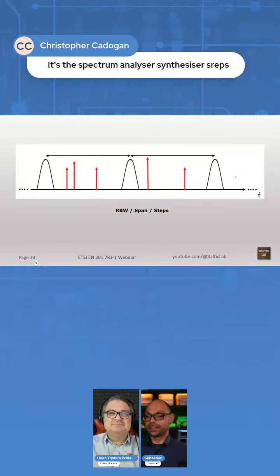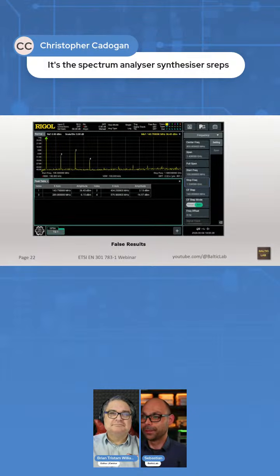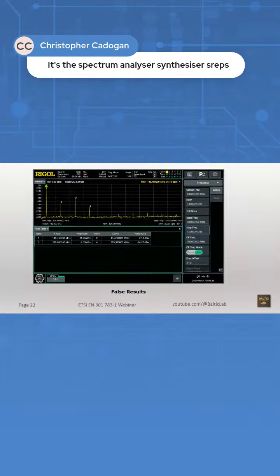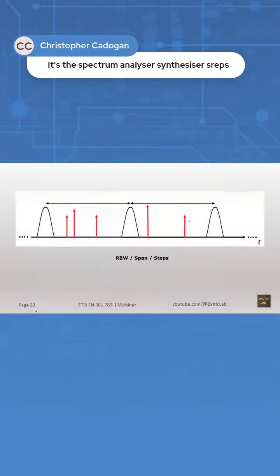What people forget, and I should have probably put some descriptions on this image, but sure, why not? Let's go back. Right now, it's set to a span of 1.4 gigahertz. That means from here to here is 1.4 gigahertz. The resolution bandwidth is 100 kilohertz. This spectrum analyzer in particular has 801 points between here and there. That looks something like this.